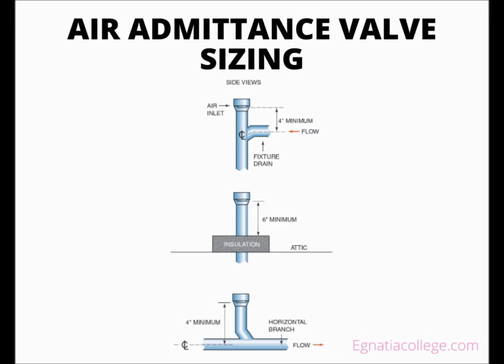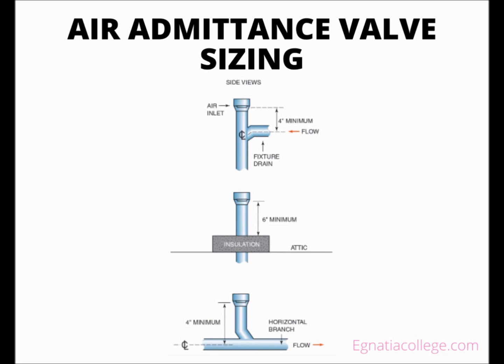Access must be provided to replace an AAV. Wall boxes with louvered access covers are sold for this purpose. The AAV must be in an area where there is adequate air to enter a DWV system through it. The height above the trap and above the insulation in an attic is regulated.